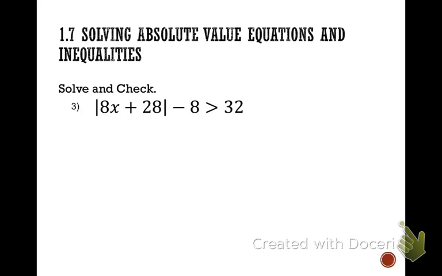Problems. So, can I go ahead and start separating it out yet? No. What do I need to do first? Add the 8 to the other side. Okay, so if I have plus 8 and plus 8, I'm dealing with the absolute value of 8x plus 28 greater than 40. Now, is this going to be an and or an or statement? An or statement. Okay, so this one's going to actually be written out as two separate problems.